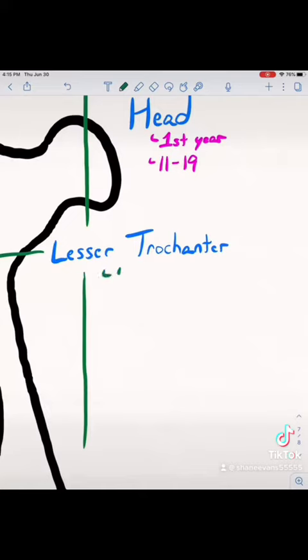For the lesser trochanter on the 4, it's just 13 to 14 for the primary. And that's really all I can actually try to remember with the lesser trochanter on the primary.